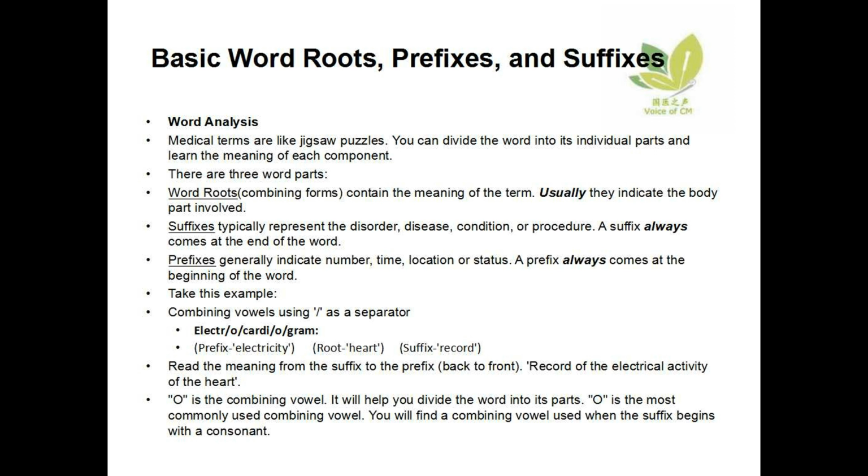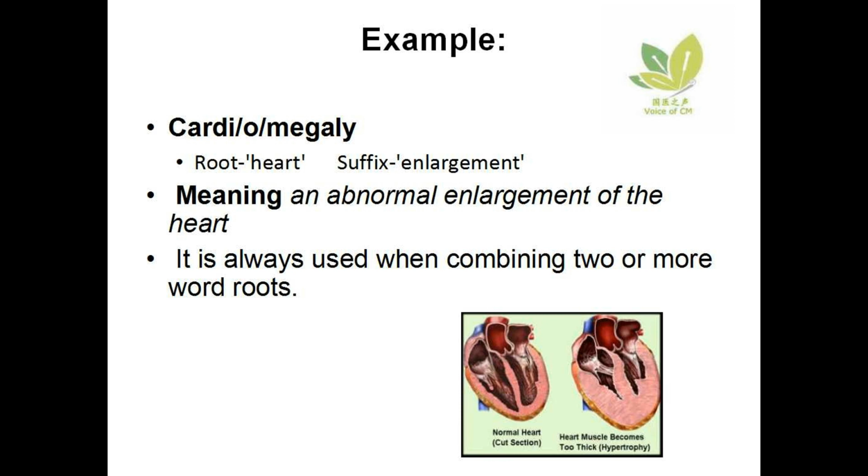On the next slide, here is another example. The word is cardiomegaly. In this case, there is no prefix. But we have a root word, the same root word from our previous example, cardio, which means heart. The suffix in this case is megaly, which means enlargement. So again, reading this term, we have an abnormal enlargement of the heart, and that is the meaning of cardiomegaly.